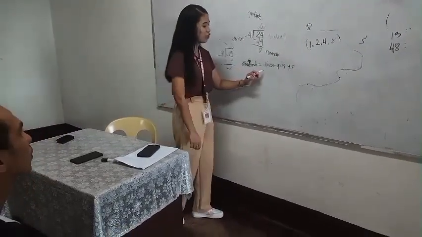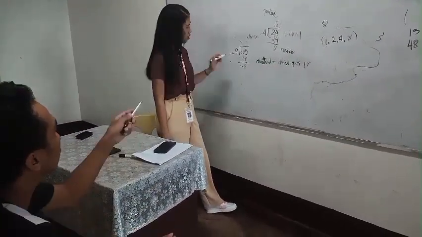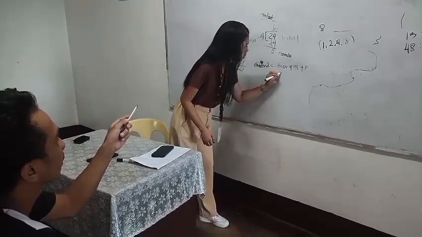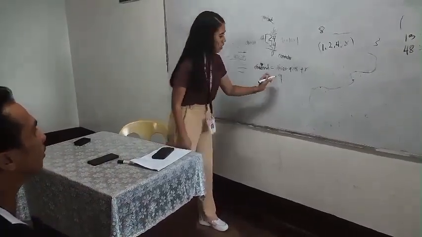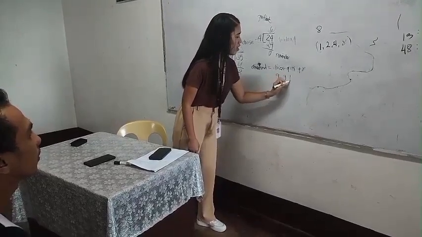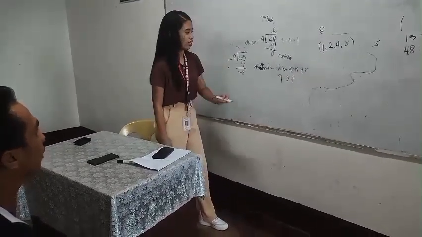So what is the value of our divisor? The divisor is 9. Okay, 9. So what do you think is our quotient? Quotient is 3. That's right, 3. Then our remainder? The remainder is 8.